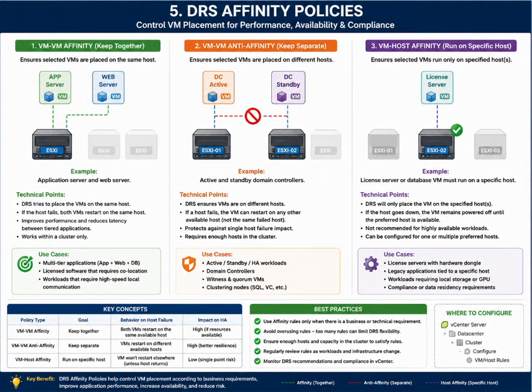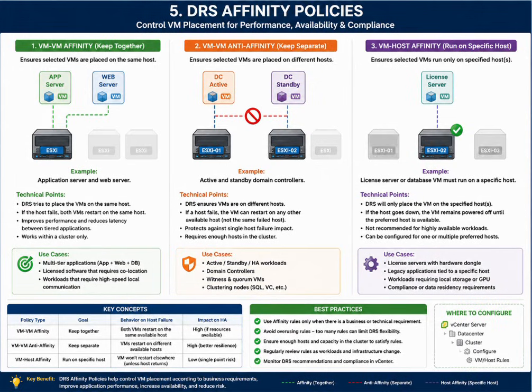Most of the time it is used in active-standby HA workloads, such as domain controllers. You don't want to keep all your domain controllers on the same ESXi host, because if that one particular host goes down, all your domain controllers will fail. In such cases, such as clustering, we mostly keep an anti-affinity rule policy to keep the cluster servers or cluster VMs on different ESXi hosts.